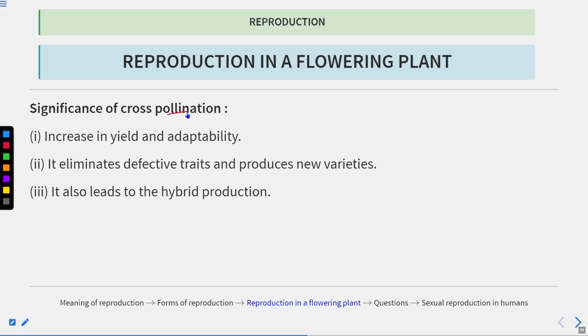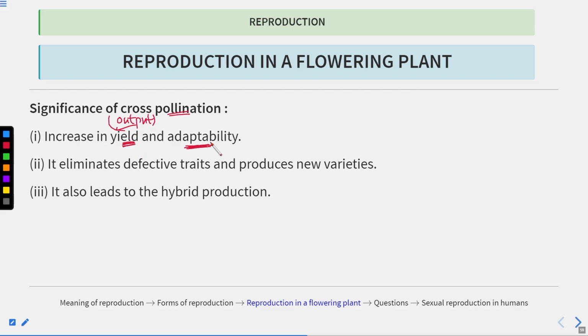Now what is the significance of cross-pollination? It increases the yield as well as the adaptability. Yield means the output. The output is increased because due to cross-pollination, there is a mixing of the genes, and a hybrid is created, and this leads to the increase in the yield. It also helps in the adaptability, meaning adaptation to the environment. If the plant is more adapted to the environment, the yield obviously will be more.